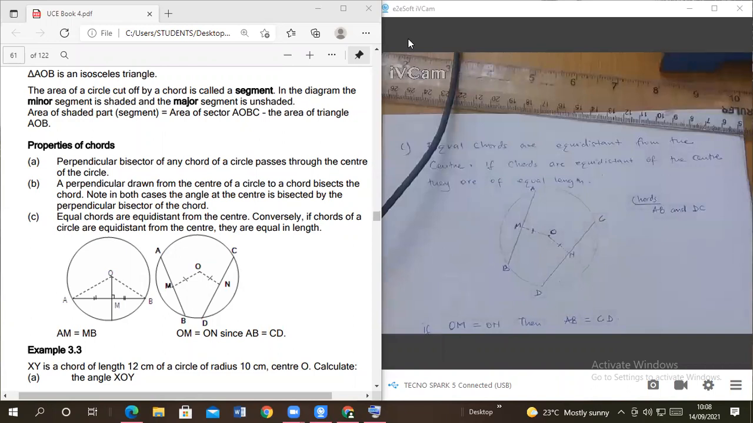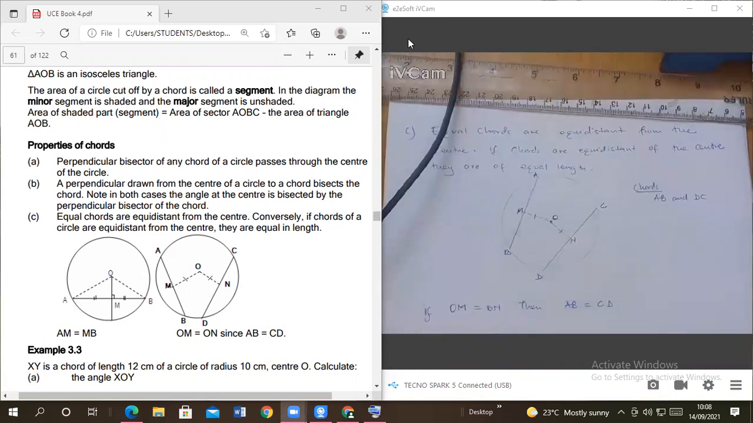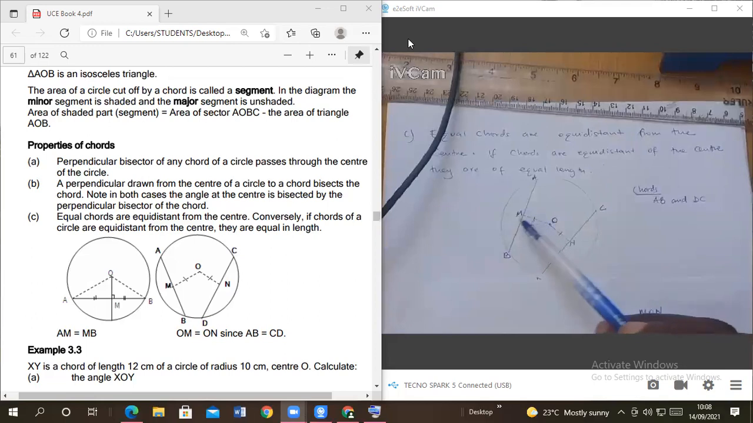Yes, Leticia. Is the angle MON 90 degrees? Let us see that angle, M-O-N. You are asking whether it is 90 degrees? This angle here? No, it is not 90 degrees. We shall find out what that angle is. Are we together? Yes, teacher. We shall find out what that angle is.